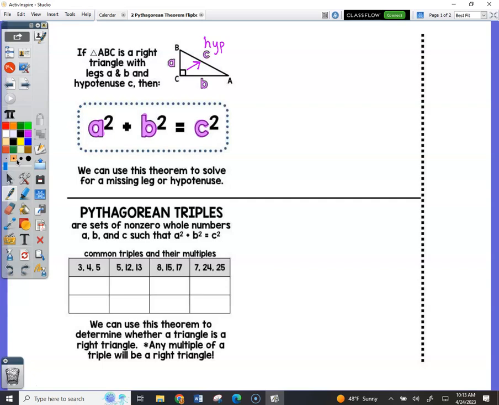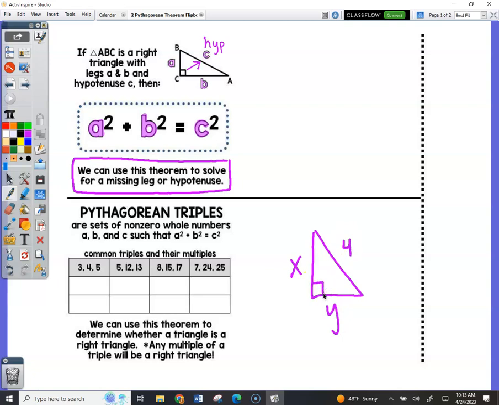So what's the purpose of the Pythagorean Theorem? We can use it to solve for a missing side of a right triangle. Now, there are two restrictions. Number one, it has to be a right triangle. Number two, you have to know at least two sides. Because if I gave you a triangle and I said this is x, this is y, and this is 4, and I said solve it with the Pythagorean Theorem, you would have to say, I can't. The 90 has nothing to do with it. We're talking about the side lengths.